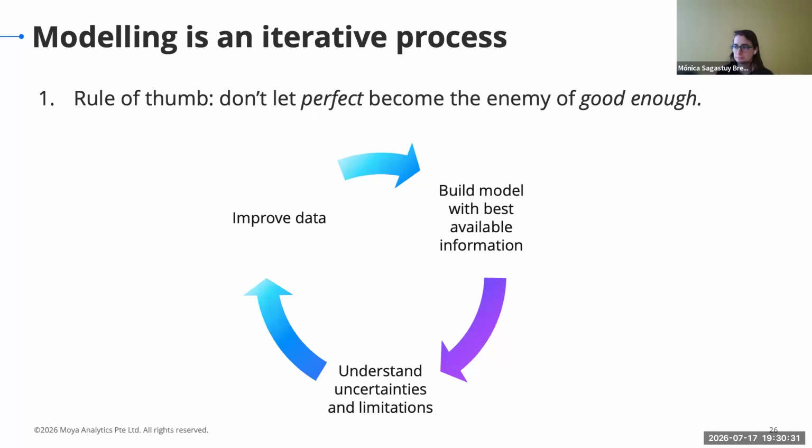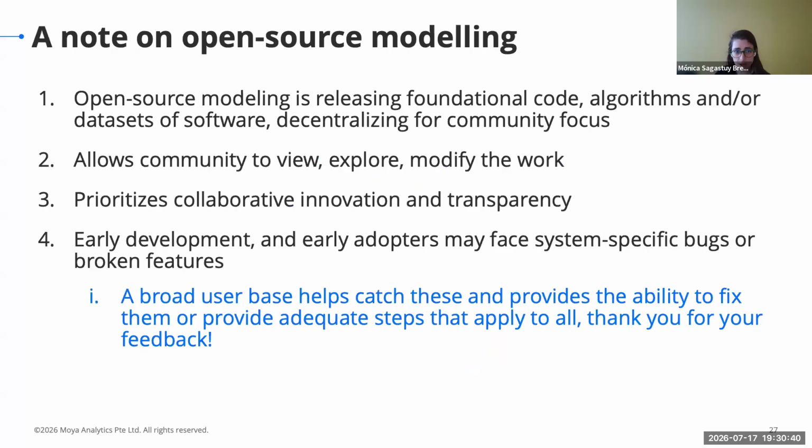So this is the wrap up of modeling and data iterative processes. I wanted to also touch upon a brief note of open source modeling. Open source coding or modeling is generally releasing the foundational code, or it can be releasing algorithms or even data to decentralize that availability for a community focus. It can have a lot of positive aspects because it allows the community to view, explore, and modify the work, and it's a very collaborative ethos.